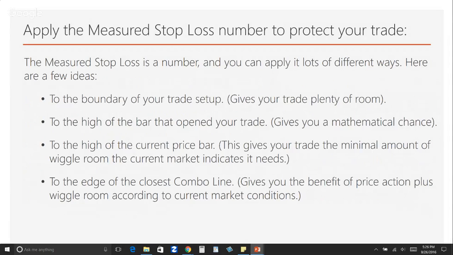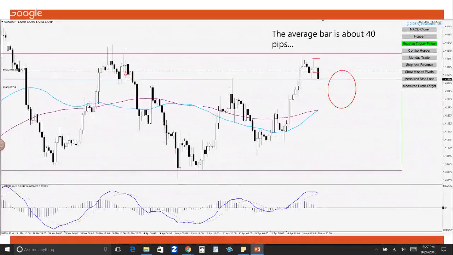Maybe it's not for the retracement where price is coming back to the combo lines, but a lot of times we're trading in between the combo lines with a combo hopper, or trading away from the combo lines, those moving averages. If this is new to you, please refer to the previous lessons because we've gone over a lot of that. But if you apply that number to the edge of the closest moving average, it gives you the benefit of price action plus the wiggle room, according to current market conditions. So you get to kind of measure it. And so I'm going to show you some examples of what that looks like.